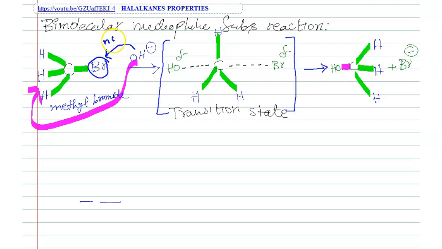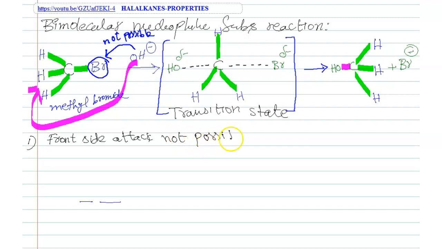Not possible. Why is it not possible? Br is a negative part, OH minus is a negative part. Between the negative parts there is a repulsion. So this is known as front side attack. First point I am writing here: front side attack not possible.